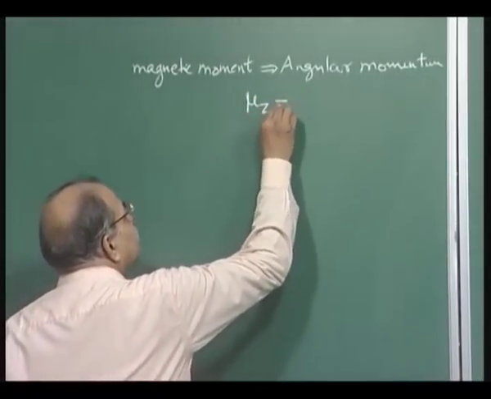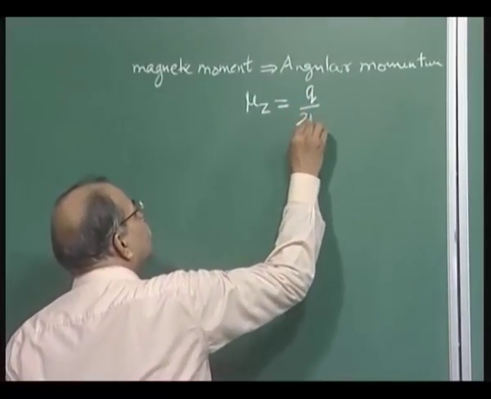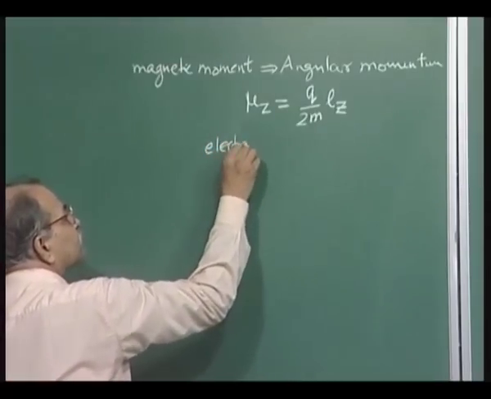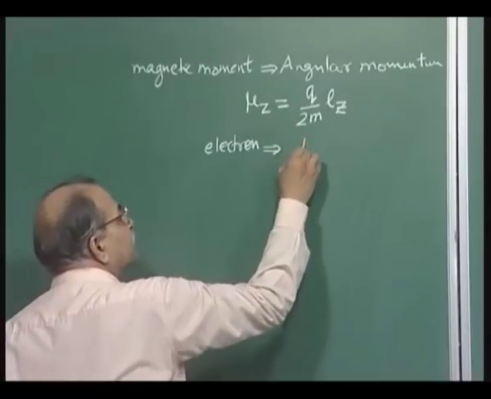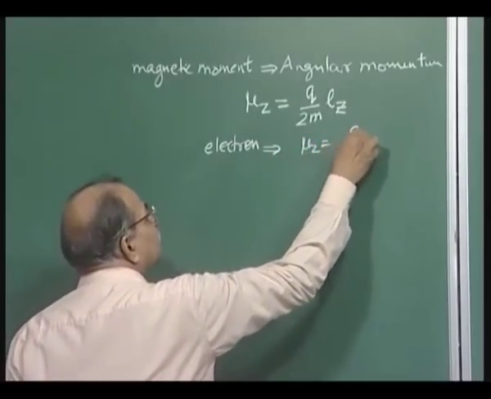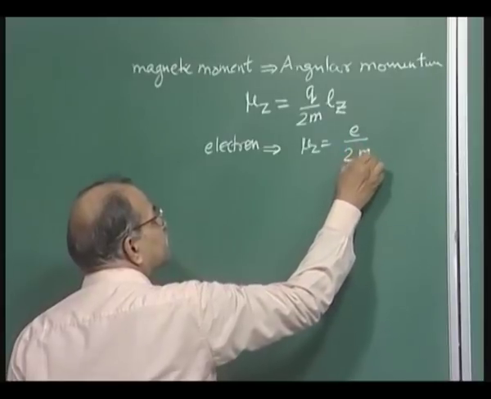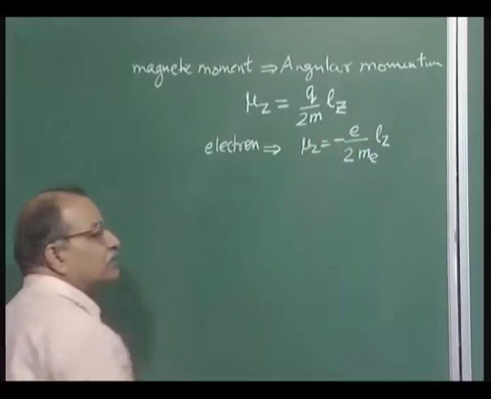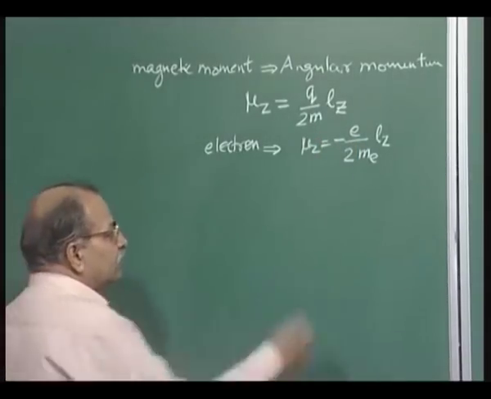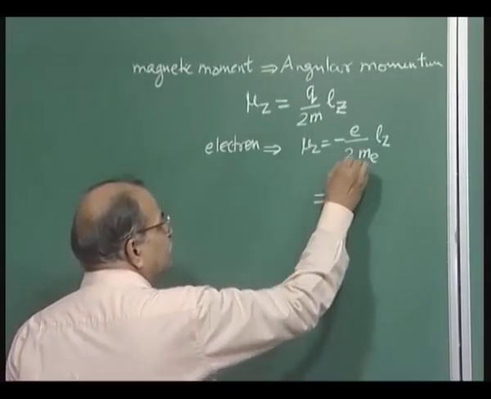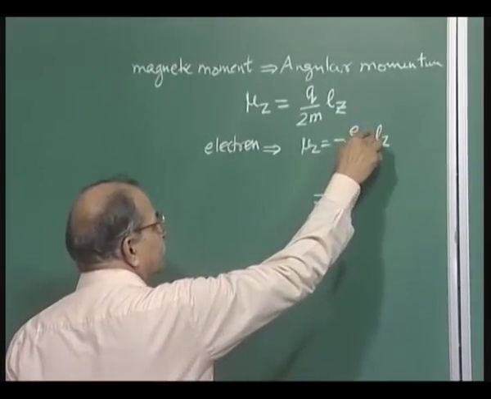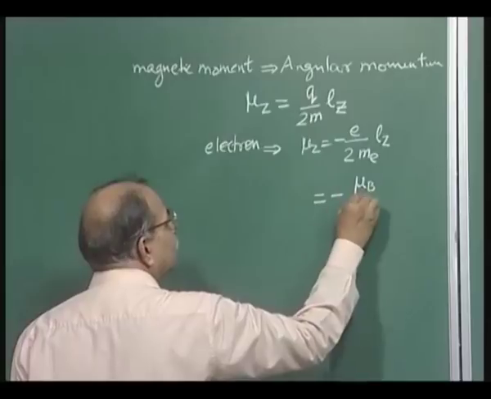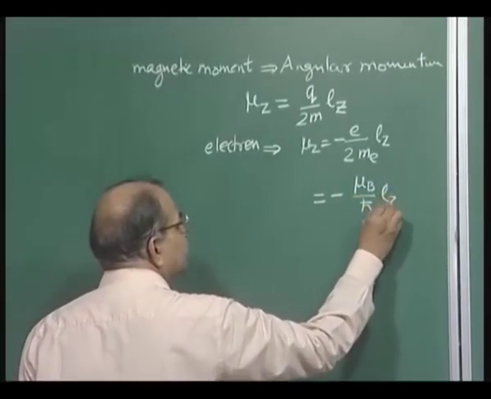Mu z is equal to q by 2m times Lz. If it is an electron, then mu z is equal to e by 2 m e, Lz, with a minus sign, since the charge q is minus e, a negative charge. So you write this as minus, you can put h cross here and h cross here, and then this becomes Bohr magneton mu b over h cross times Lz, right.